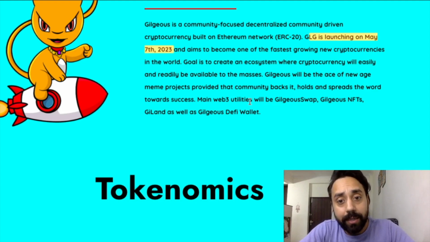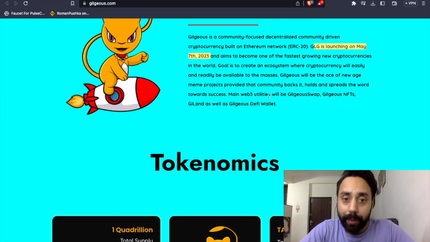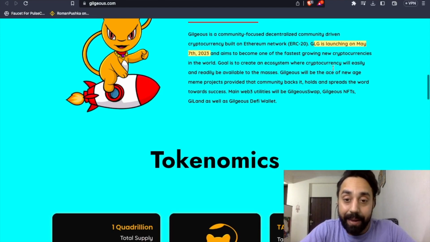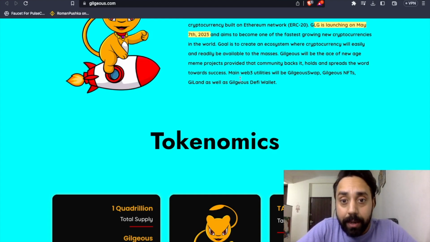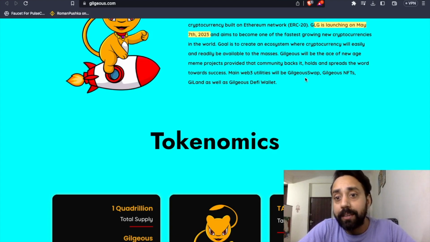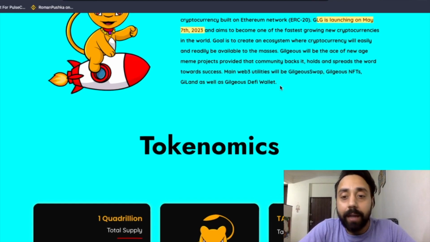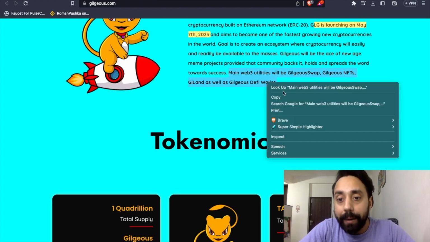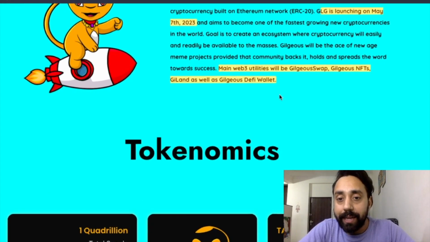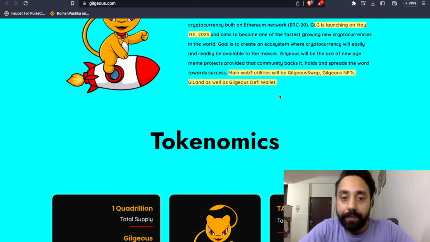Just like any other token, it is there to make people money and make themselves money. So that's the truth about meme tokens. Get in early and get out early. So this is the right time to get into this token. Main Web3 utilities will be Gilgeous Swap, Gilgeous NFTs, GLand, as well as Gilgeous DeFi wallet. So these are the products that they are targeting. I hope they build it. If they build it, of course, the value of the token is definitely going to shoot up.